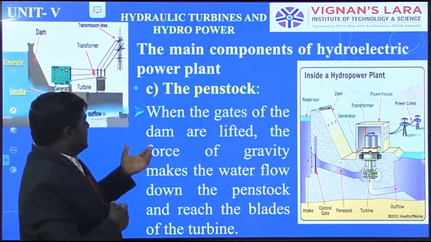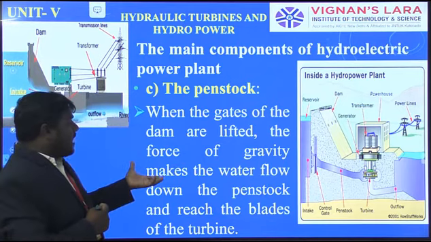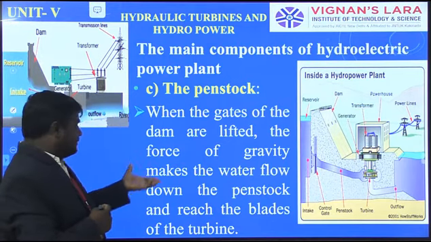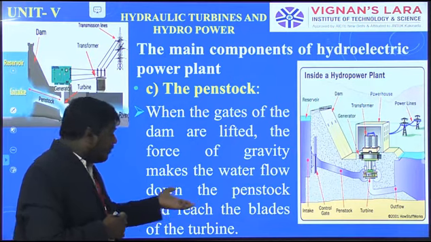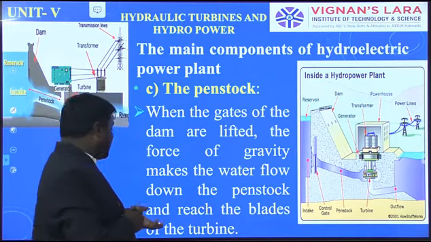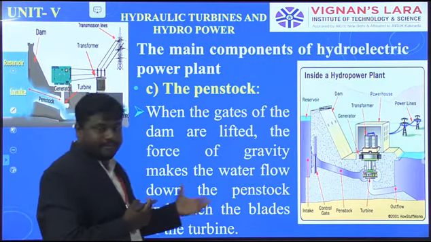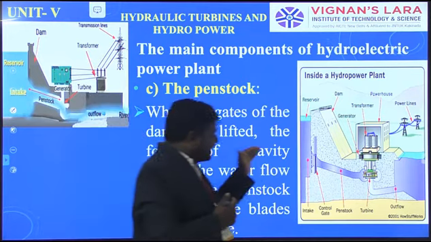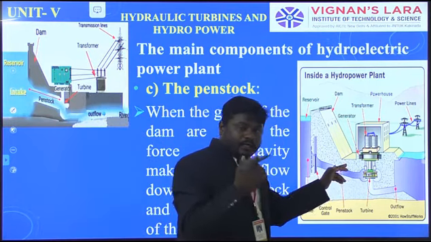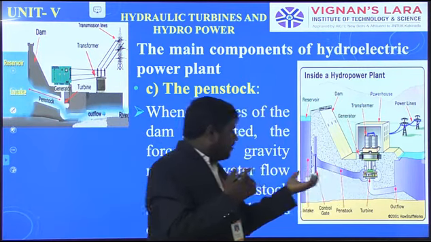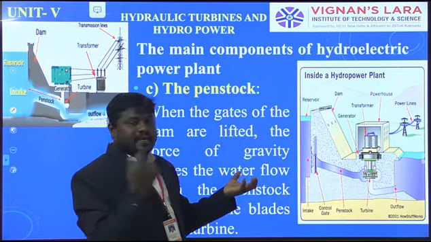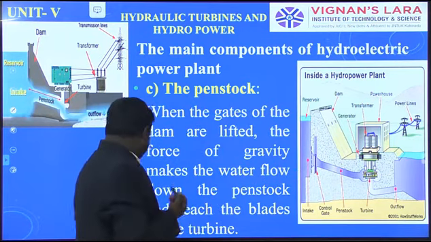Then when the gates of the dam are lifted, the force of gravity makes the water flow down the penstock and reach the blades of the turbine. Whenever the water reaches the turbine, the blades rotate speedily.